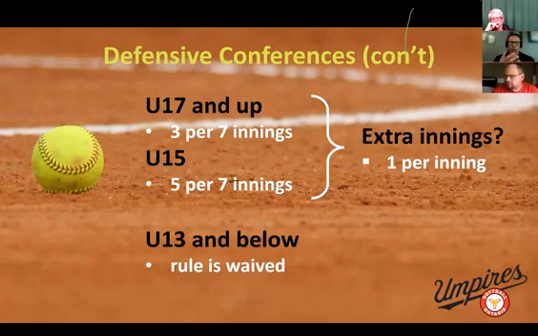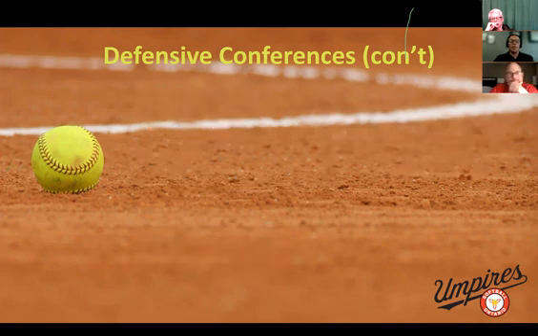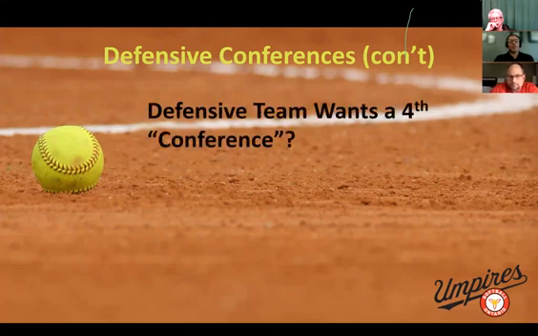So, and we're going to get to this in a moment, counting these conferences correctly and perhaps even documenting them becomes important because during the game, there could be a series of reasons why a coach has gone out to the pitcher. Maybe they're making a change, maybe they're not, and counting these things correctly is very important. So what happens if a team wants a fourth defensive conference?